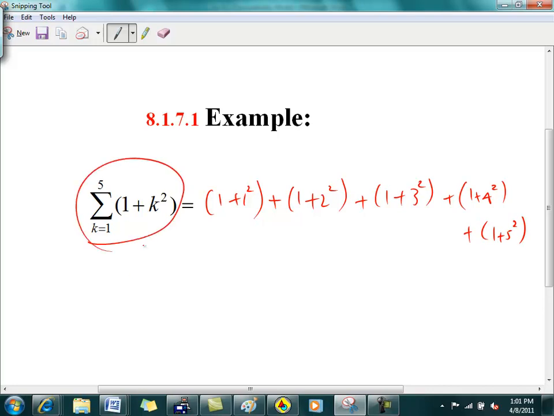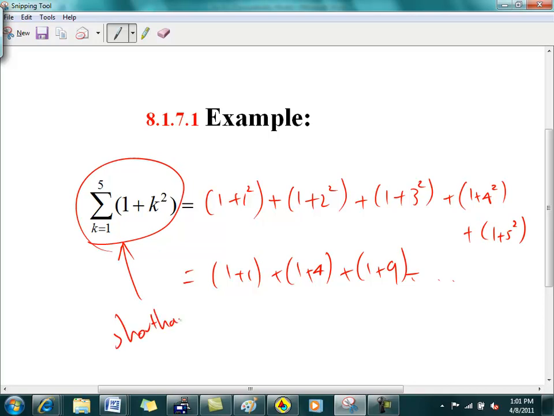That's all this fancy thing means. And after that, you guys know how to do this. This is 1 plus 1, plus 1 plus 4, plus 1 plus 9, and so on. So all I'm saying is that this is a shorthand form for that. Some fancy math way of writing it. 3 squared would be 9, at least in my book. Okay, so everybody okay?